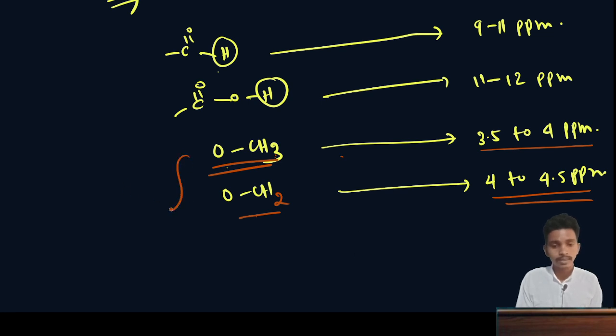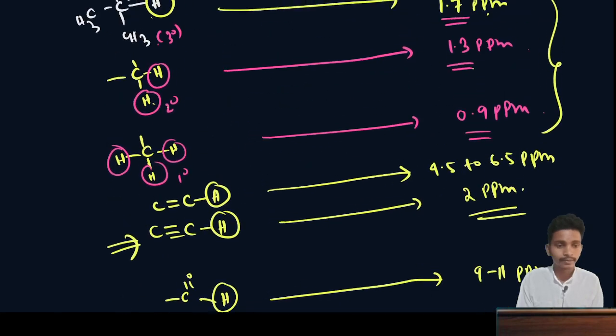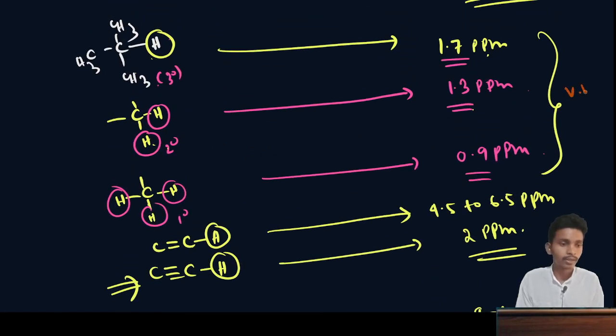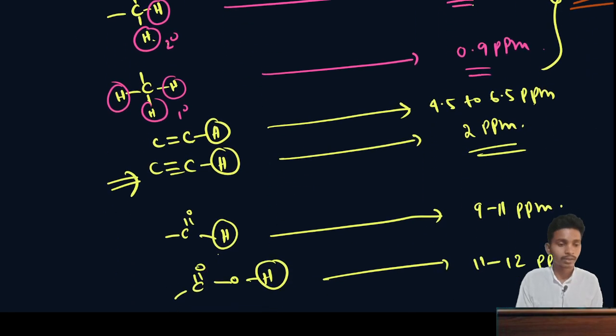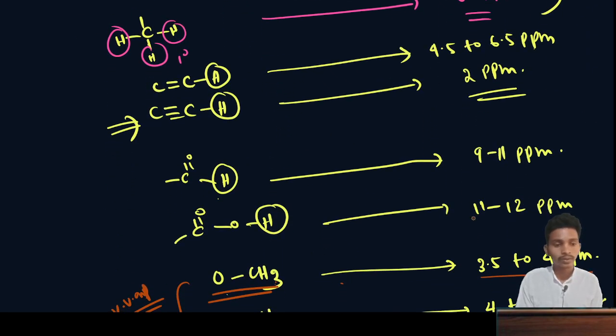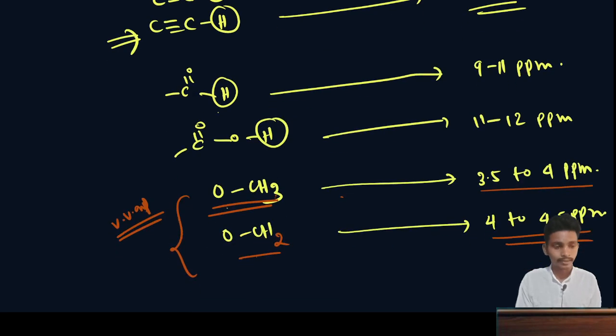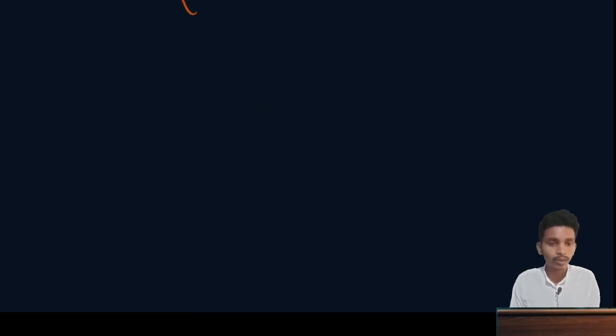Okay, and this is very important, because with this concept only we can solve a lot of questions. This and this, so we have to memorize it. Okay, and this value is also important, we have to remember, but these are very important, this and this. Now we will discuss that.